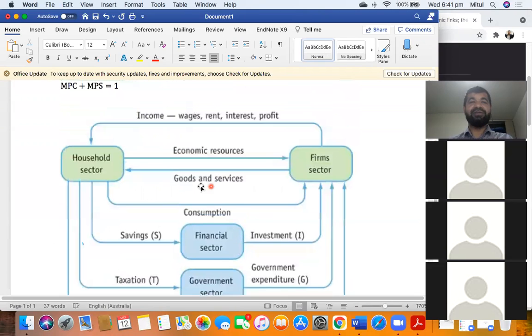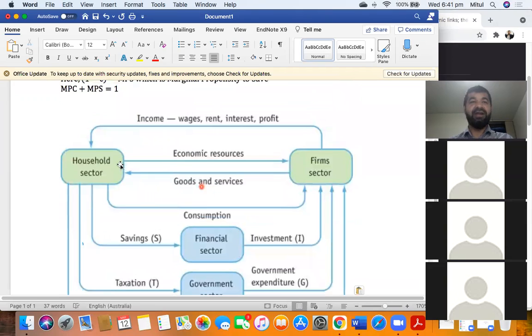Okay, so this is called the 5-sector economic model. What we have learned so far in our previous classes are the household sector and the firm sector. Remember, household and the firm. Households are citizens, firms are the business. Who is the citizen? Who is the owner of the resources? Households are the owners of the resources. Okay, that's the economic activities.